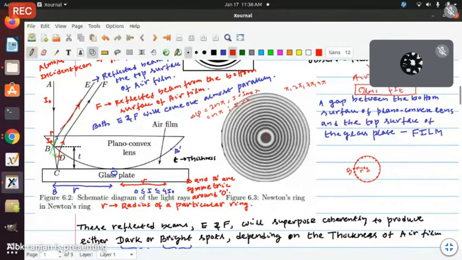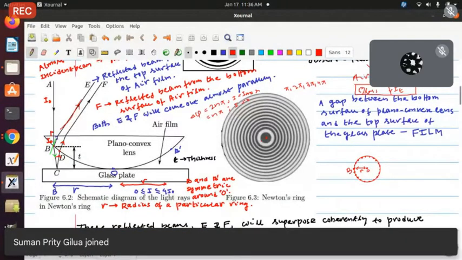And if it leads to, let's say, pi, then we'll have a dark spot. So therefore we'll have a dark ring. And as I said, pi, 2 pi, 3 pi, 4 pi, it will appear alternatively, and hence we have maximum and minimum, or dark and bright rings, appearing alternatively.